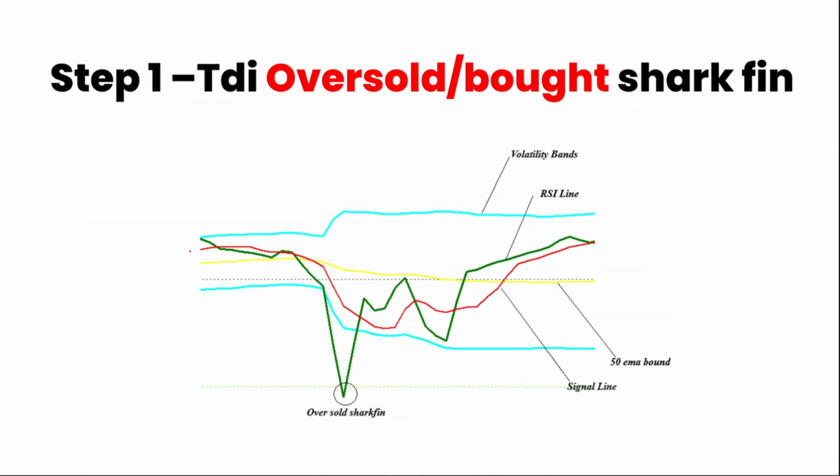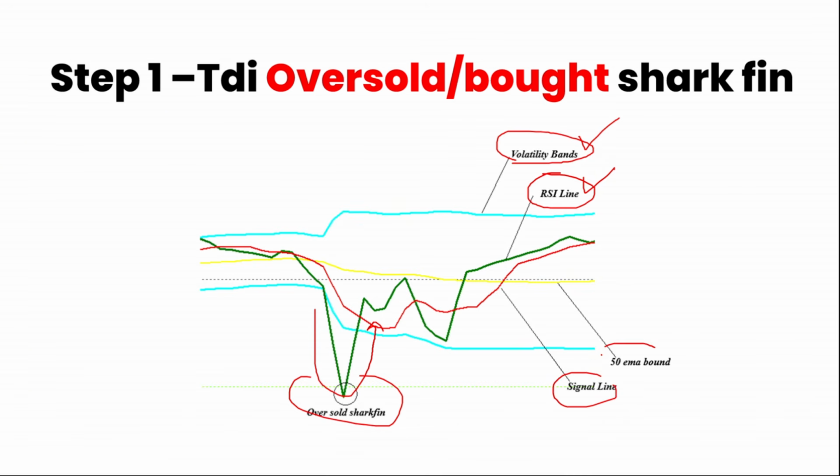Step 1 is to observe or hunt for the TDI shark fin. This TDI shark fin is basically defined as the point where the RSI line in green goes outside the bands and gets back in. We can see the RSI line went outside the bands and went right back in. This is a sign that the probability of reversal has risen, and we now need to get ready for step 2. The components of the TDI are the volatility bands, the RSI line, the signal line, and the moving 50.